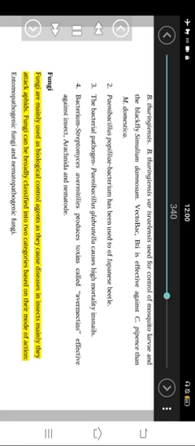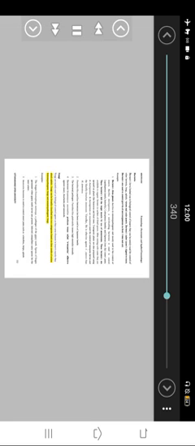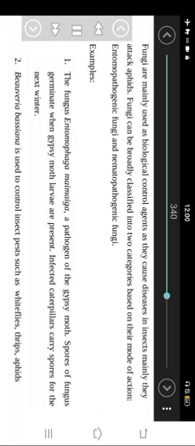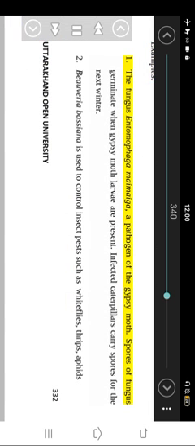Fungi are mainly used as biological control agents as they cause diseases in insects. Mainly they attack aphids. Fungi can be broadly classified into two categories based on their mode of action: entomopathogenic fungi and nematopathogenic fungi. Examples. 1. The fungus Entomophaga maimaiga, a pathogen of the gypsy moth.